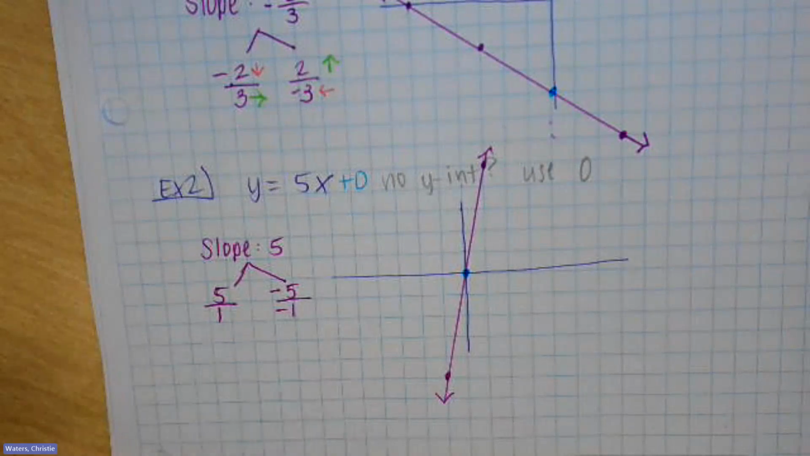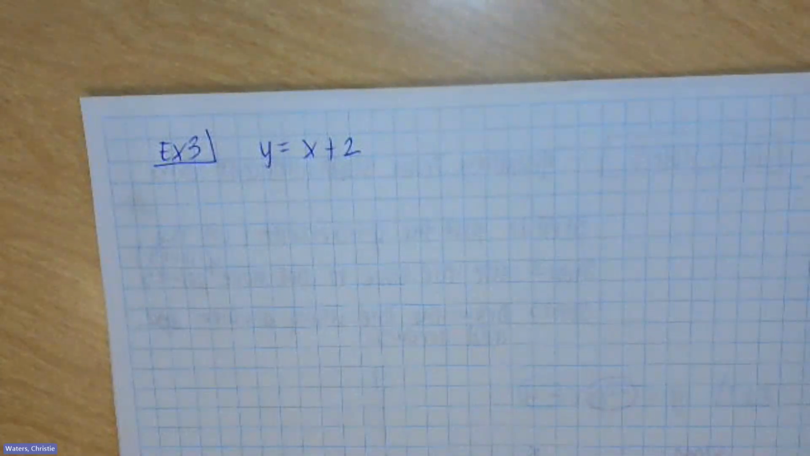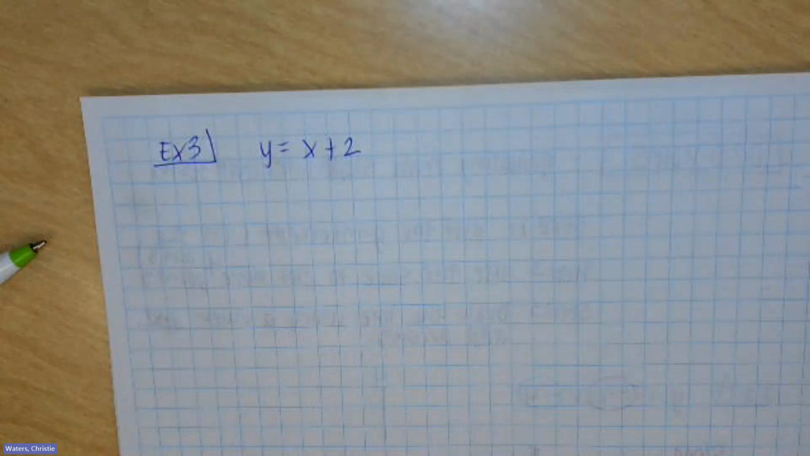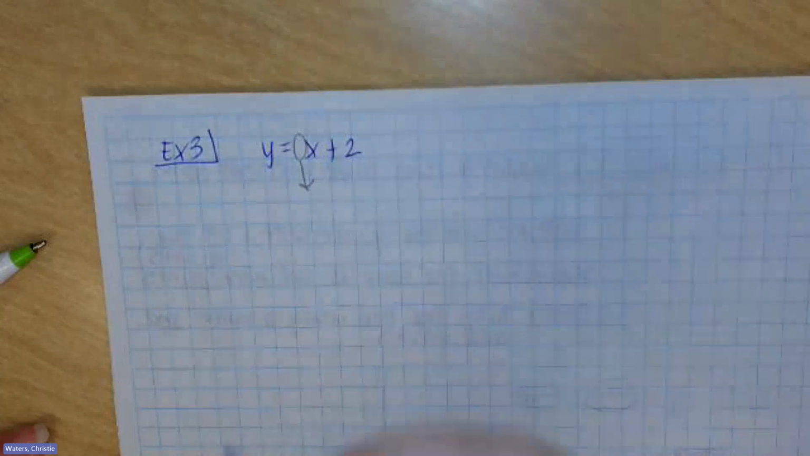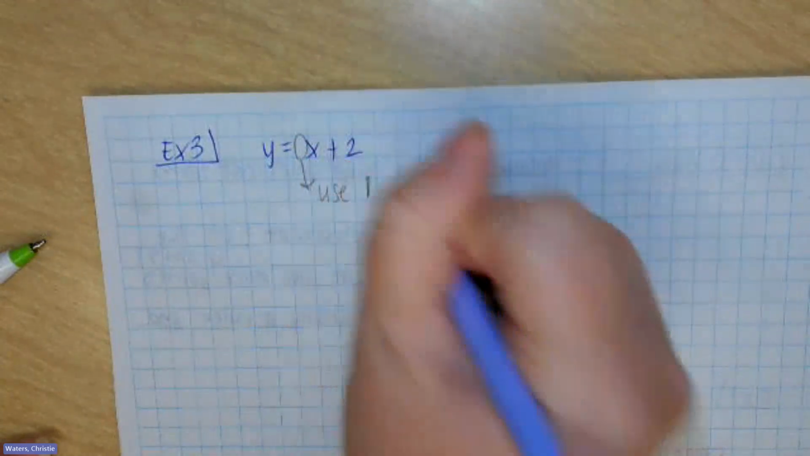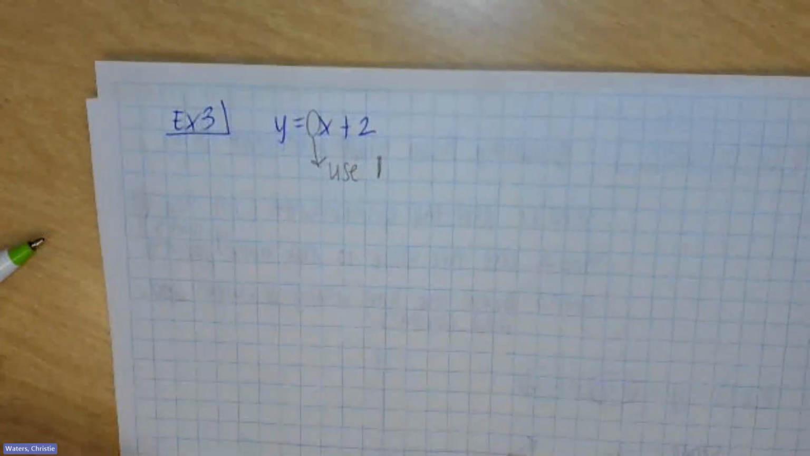All right, so we have one more final example. Go ahead and just do it on the back here. So example 3 is y equals x plus 2. Oops, you can't see that. Okay, so for this one, it kind of looks like there's no slope. There's no number in front of that x. When there's no number in front of the x, we don't want to use 0. We're going to use 1. All right, so our slope will be 1. Our y-intercept will be 2.